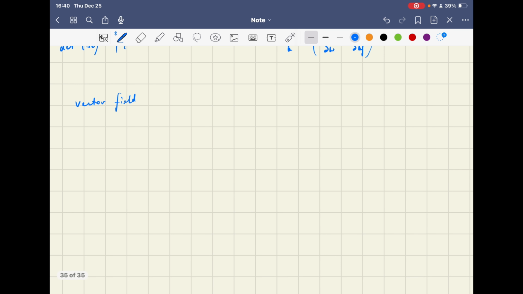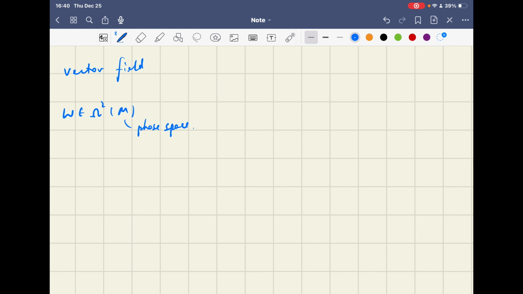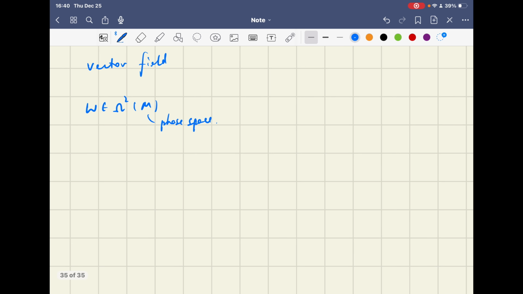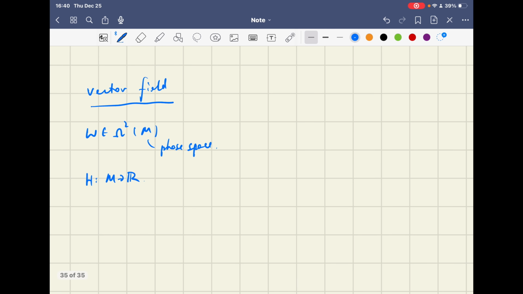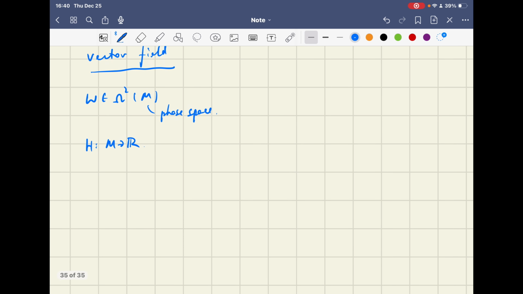So that's our ultimate goal, and let's see how omega could help us. Let's see what we already have here. Omega is a two-form in the phase space. M is the phase space, by the way. We use this notation, the big omega squared, for a two-form, and we also have the Hamiltonian. The Hamiltonian is a function of Q and P, from the phase space to the set of real numbers. And a vector field is a set of tangent vectors.